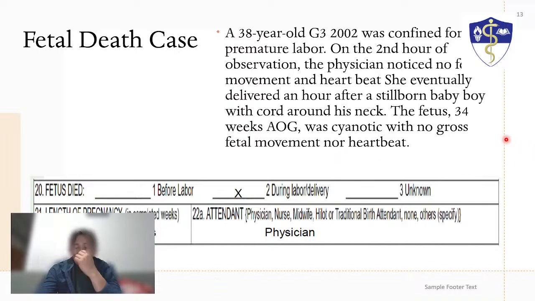Okay, fetal death. This is fetal death because the death happened prior to the birth. So the fetus died: one, before labor; two, during labor or delivery; three, unknown. She's already on the second hour of observation, with a physician, and this is an indication for cesarean already. So we put two. Check that during labor or delivery. Length of pregnancy, 34 weeks. Attendant, physician. So that's the problem here.